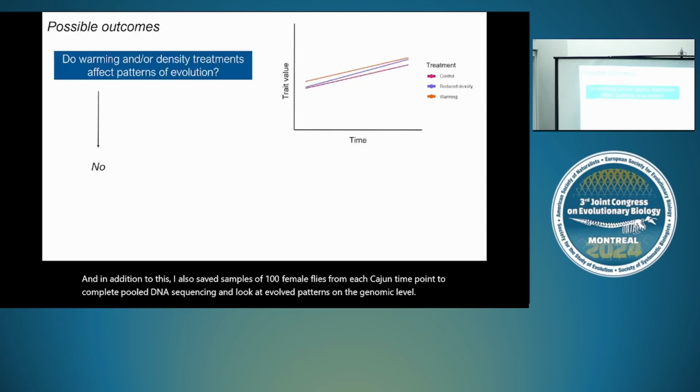All right, so there were several possible outcomes to this experiment. The first question I asked was, do warming and density treatments affect patterns of evolution? And it's possible that they might not. And in this case, we may see something like I've shown on this mock figure, where the trait value is not changing in a treatment-specific way over time.